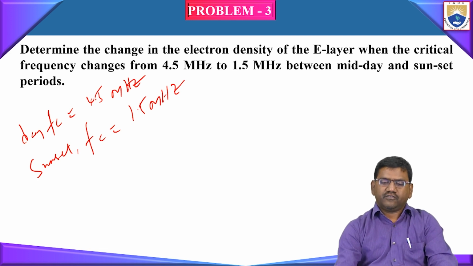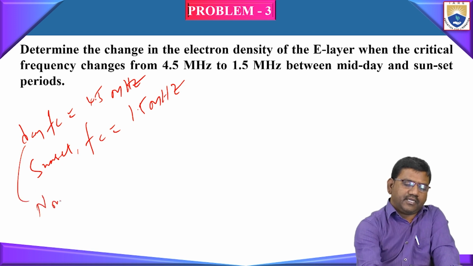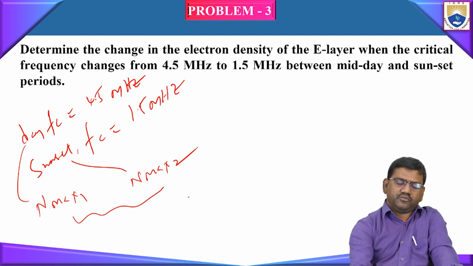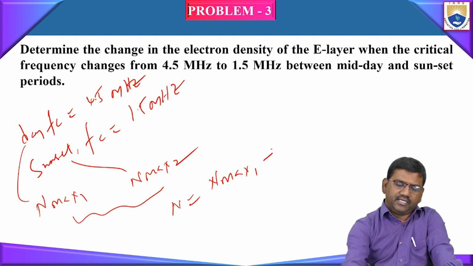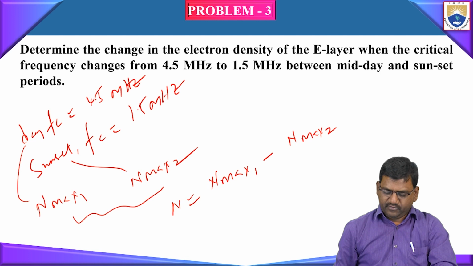Now we need to find out the values of change of electron density. That means that we need to find out the electron density. Let us assume that as n max 1 for daytime. For sunset, it is assumed as n max 2. Assume the electron density for the daytime as n max 1, and for nighttime or sunset as n max 2. Now the change in these two means the change of electron density is n equal to n max 1 minus n max 2 here. Now let us simplify this problem here.